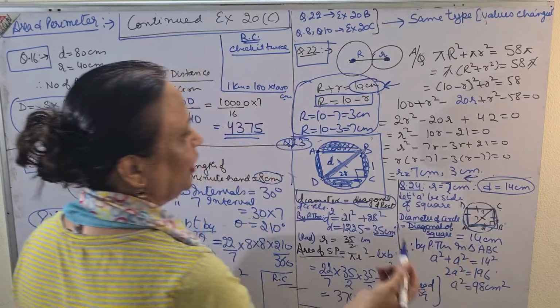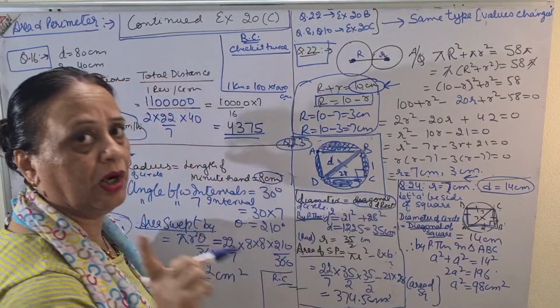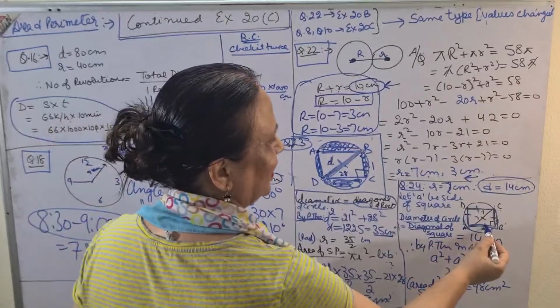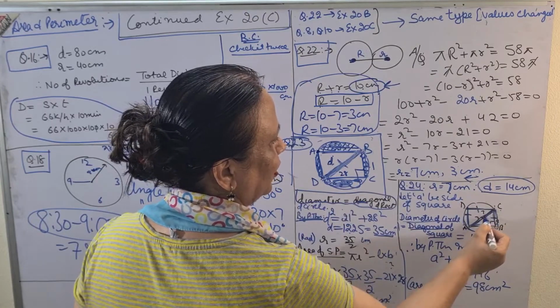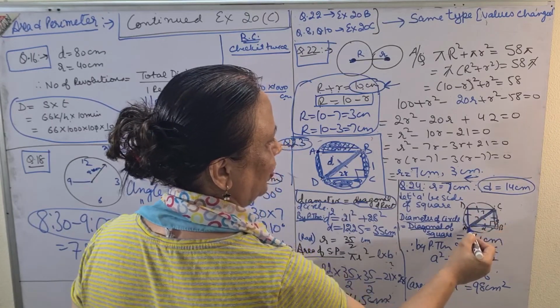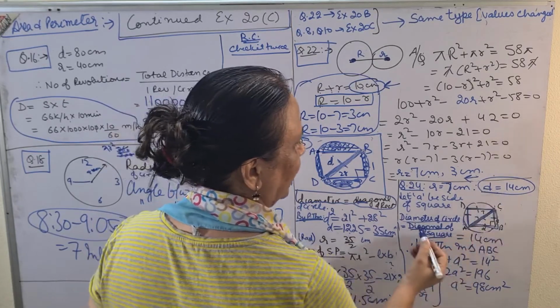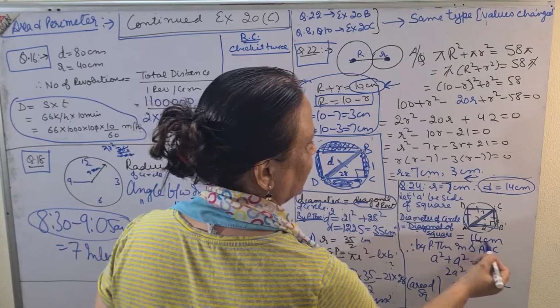So what you do, it's very simple. In right angle triangle ABC, since you know that all the angles of a square are equal to 90 degree, so angle B is 90, and we apply Pythagoras theorem. This AC is 14 because this is the diagonal of the square, and the diameter of the circle is 14, and I have written diameter of the circle is equal to diagonal of the square, so it is 14 centimeter.